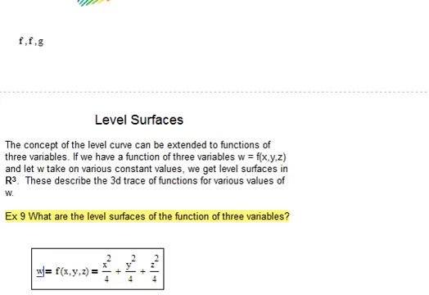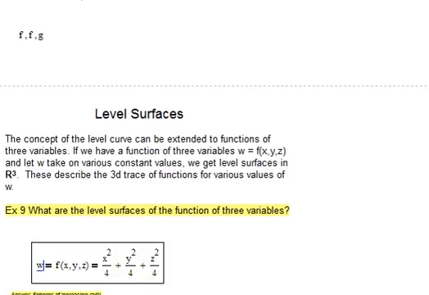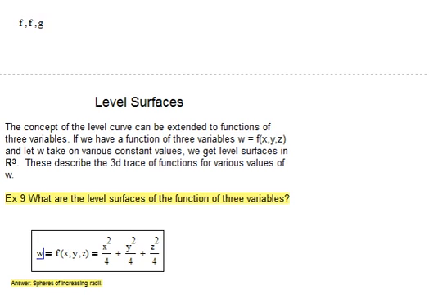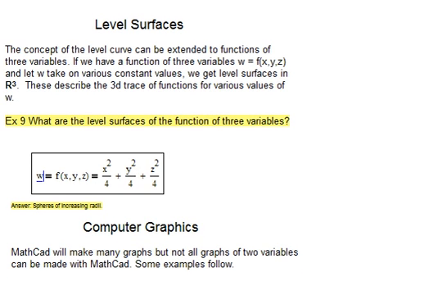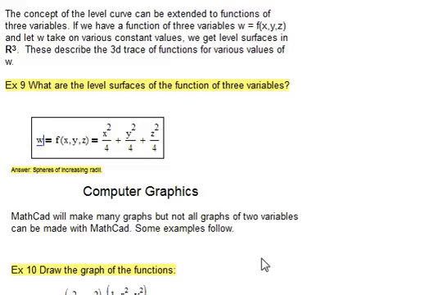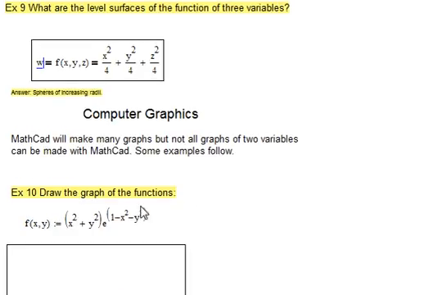Again, we can't see the function because it's four-dimensional, but we can see its level surfaces in our three-dimensional coordinate system. MathCAD makes a lot of graphs, and I use that, but not all graphs of two variables can be made with MathCAD. Some examples: draw the following. f of x, y equals x squared plus y squared times e to the 1 minus x squared minus y squared. Actually, this one I can.